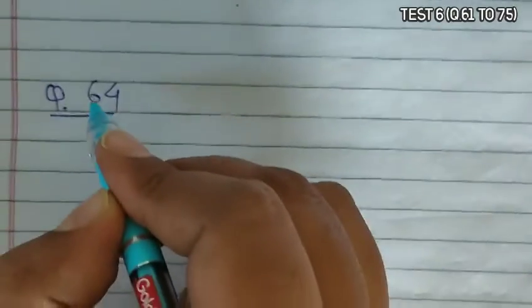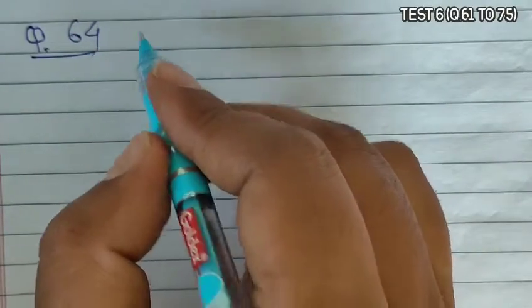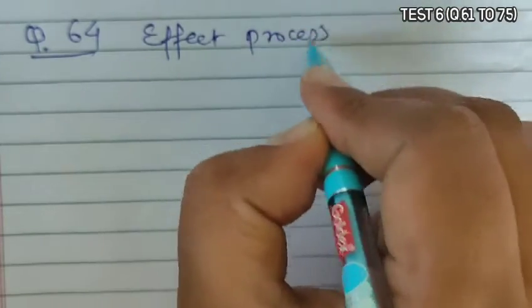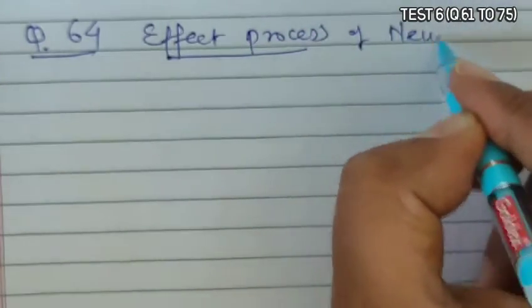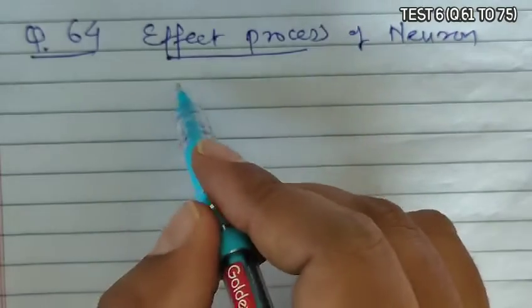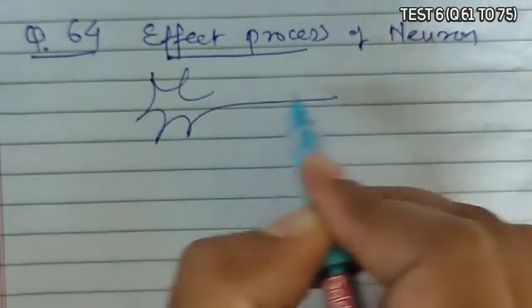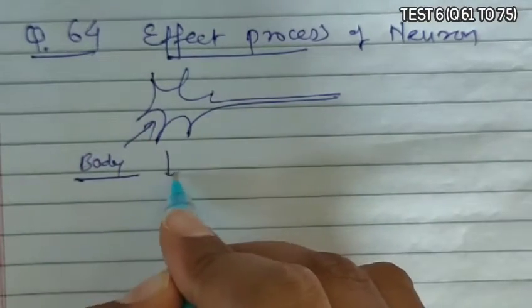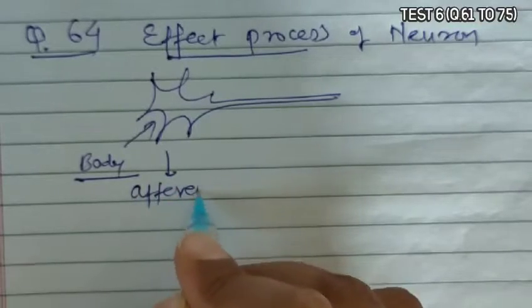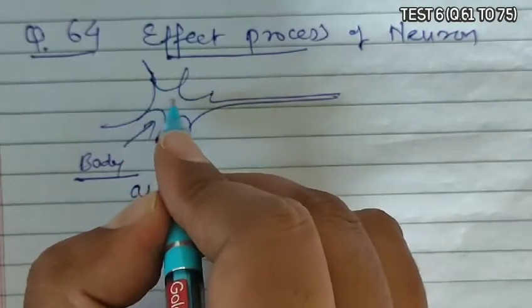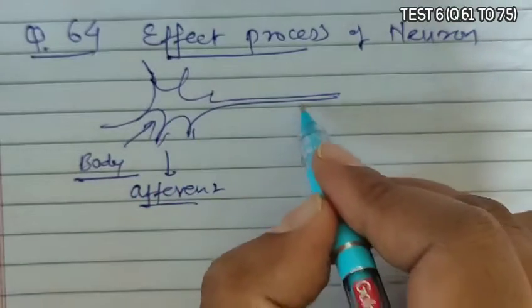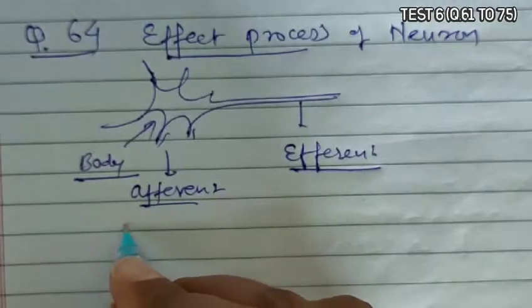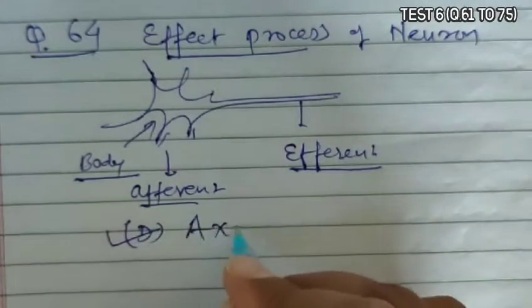Question 64 asks about the efferent process of a neuron. We have studied that a neuron has an axon and a cell body. The dendrites and cell body are the afferent part, and the axon is the efferent process. So option D, axon, is the correct answer.